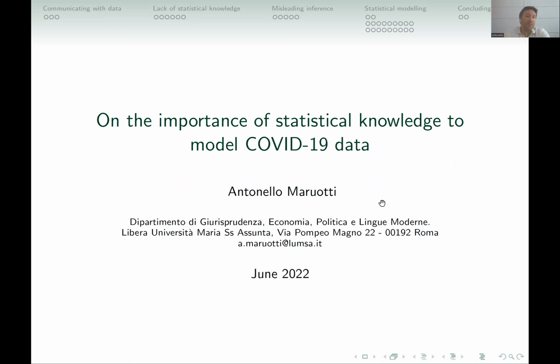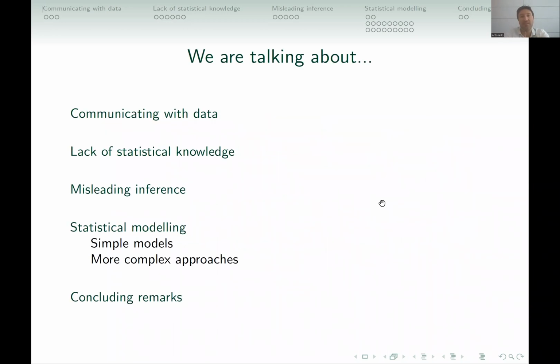What I'm going to talk about is the importance of statistical knowledge to model data in general. I just take the COVID data as an example, but we are going to talk about different aspects of statistics that often are overlooked. We're going to talk about how to communicate data, because when you communicate data, you have to put a lot of care in the message you are telling to the general public. And this sometimes, at least in Italy, was not so straightforward.